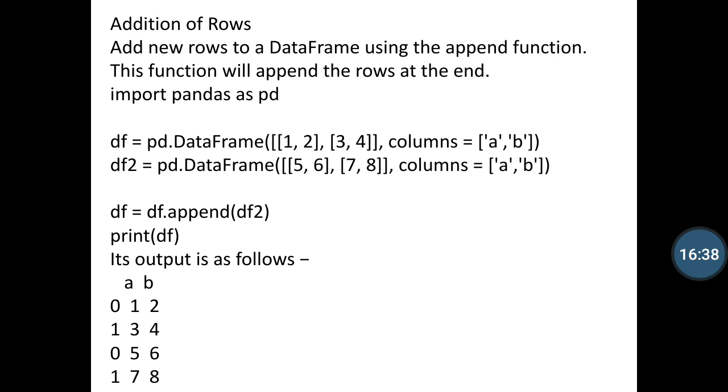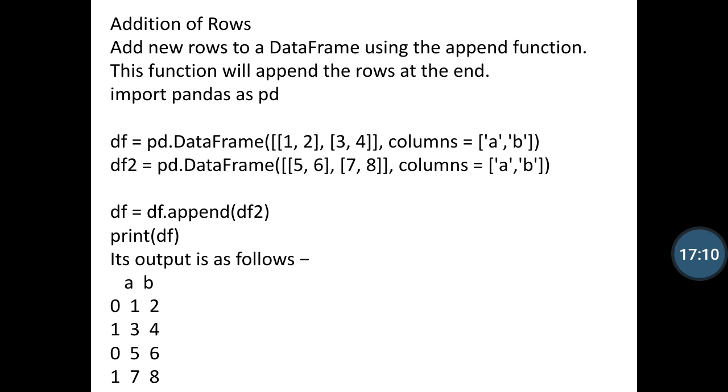For data frame 2, you call pd.DataFrame and put the values 5, 6 and 7, 8, with the column names also A and B. Then you write df equal to df.append(df2). It means the first data frame df is appended by the data frame df2.